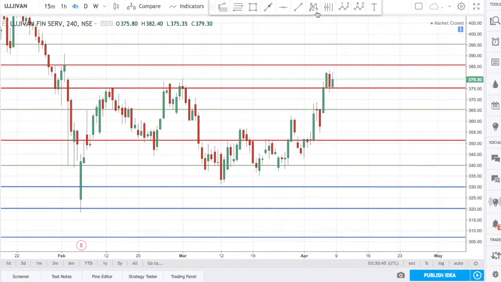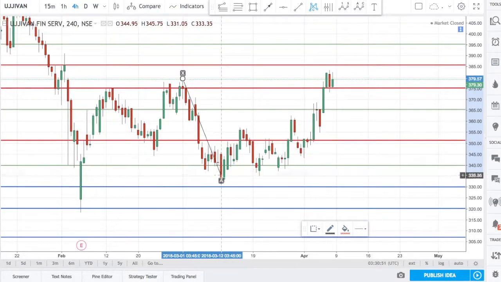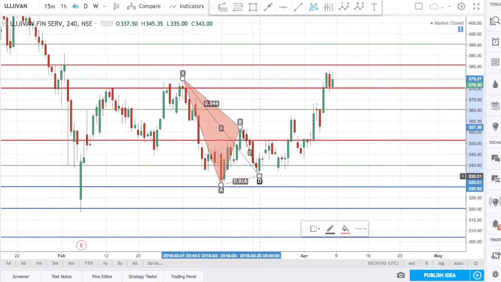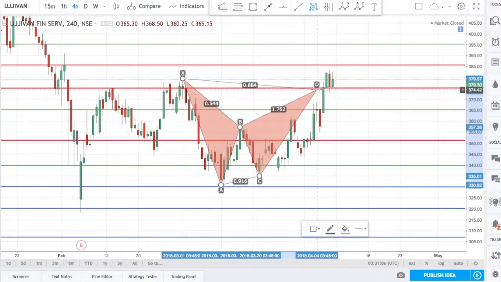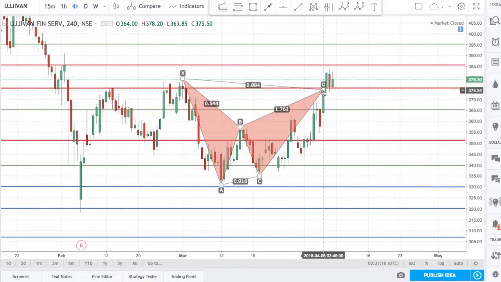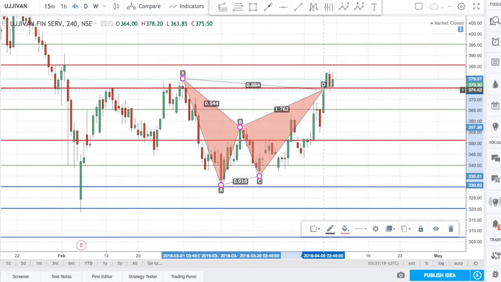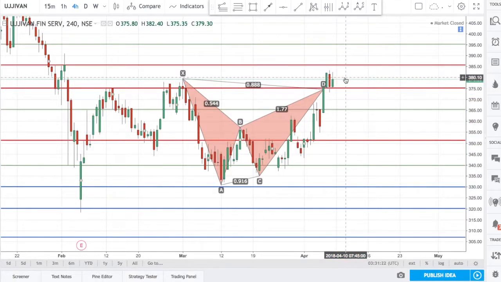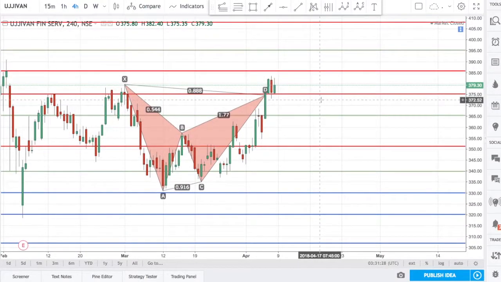Okay, so let's now pick this tool here. This is our X to A leg, A to B leg, B to C leg, and the CD completion at approximately 886. This is how a bat pattern looks like.